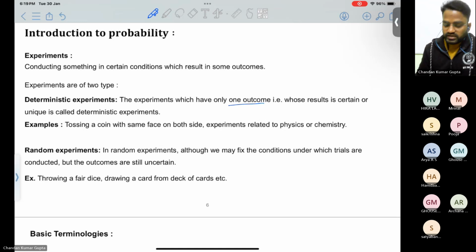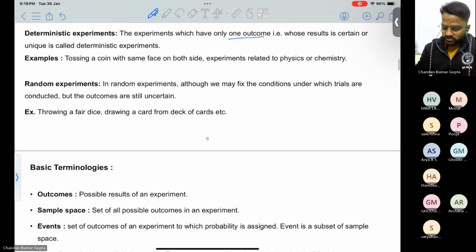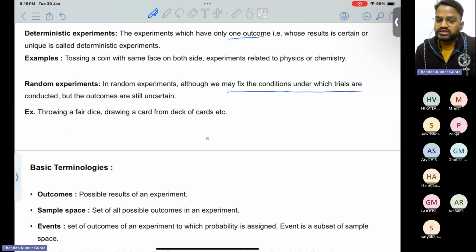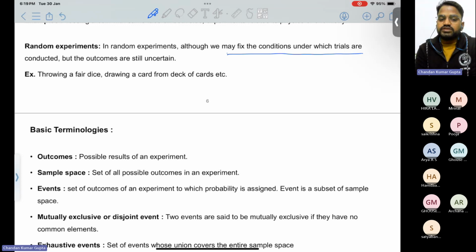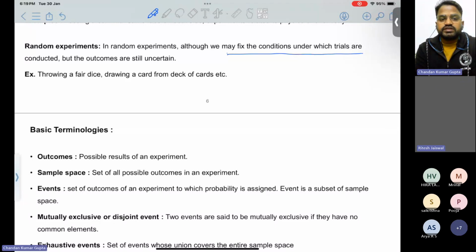Now random experiment. A random experiment is something we are going to deal with. In a random experiment, although we may fix the conditions under which the trials are conducted, the outcomes are still uncertain. We may fix the situation, but we are not 100% sure what will happen or what observation we will get as an outcome. Like tossing a coin, throwing a die, drawing a card from a deck of cards. These are random experiments.